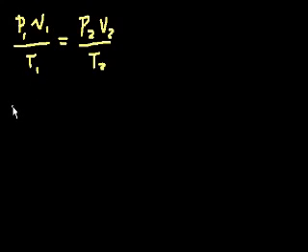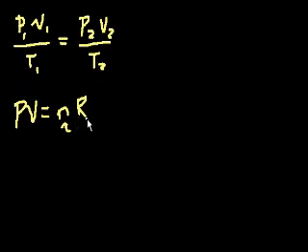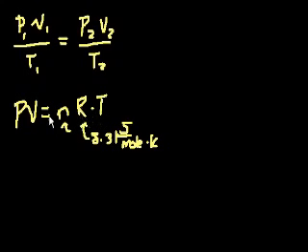And the other thing you should remember is that pressure times volume is equal to N, where N is the number of moles, right? Moles like a number like dozen, but moles a huge number, 6 times 10 to the 23, times R. R was the universal gas constant. That's 8.31 joules per mole Kelvin, times the temperature. And remember, just to be safe, always convert to Kelvin first.